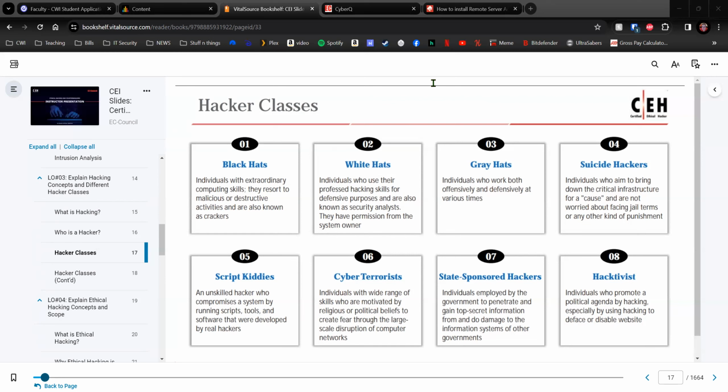Cyber terrorists: individuals with a wide range of skills who are motivated by religious or political beliefs to create fear through large-scale disruption of computer networks. State-sponsored hackers: these are individuals employed by a government to penetrate and gain top-secret information from, and do damage to, information systems of other governments. And then hacktivists: individuals who promote a political agenda by hacking, especially by using hacking to deface or disable websites.